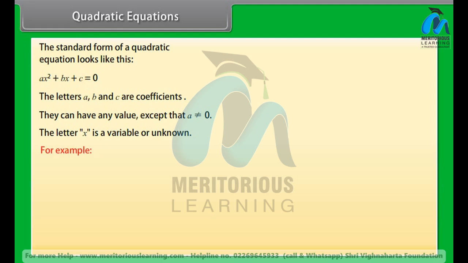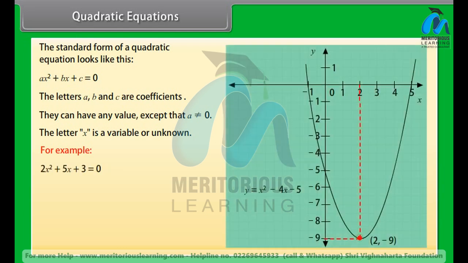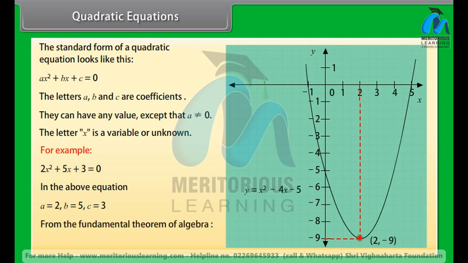Let's take an example. 2x² + 5x + 3 = 0. In the above equation, a = 2, b = 5, c = 3. From the fundamental theorem of algebra, we can deduce that the quadratic equation has two roots.